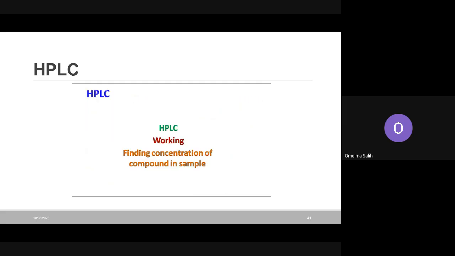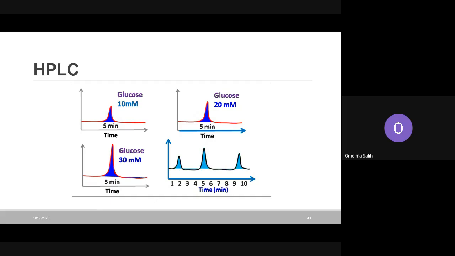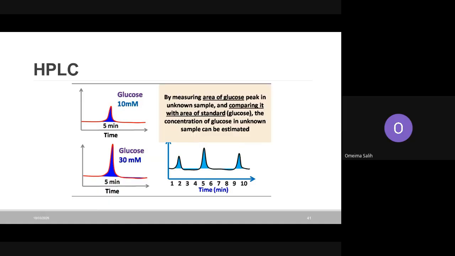Using HPLC, it is also possible to find the concentration of sample. But before doing so, we need to have a standard curve. Let's say we take different concentrations of glucose and run through HPLC. The peaks of glucose are obtained at 5 minutes. And with an increase in the concentration of glucose, the area under the curve increases. Once the standard information about the area under the curve and the concentration of glucose is obtained, just by measuring the area of glucose peak in the unknown sample, the concentration of the glucose can be estimated.